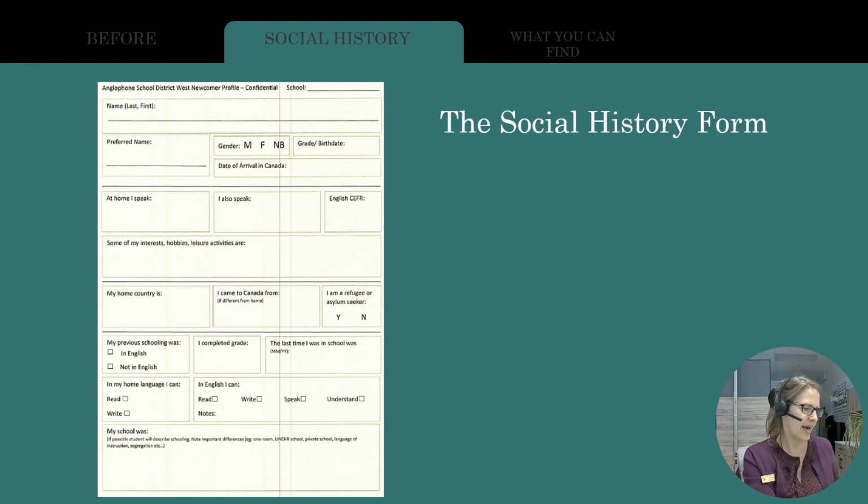Keep in mind that when we are doing this meeting, depending on the age and the English language proficiency of the student, the parents may be answering all or most of these questions. Most parts of this are very self-explanatory, but I will be explaining certain parts.